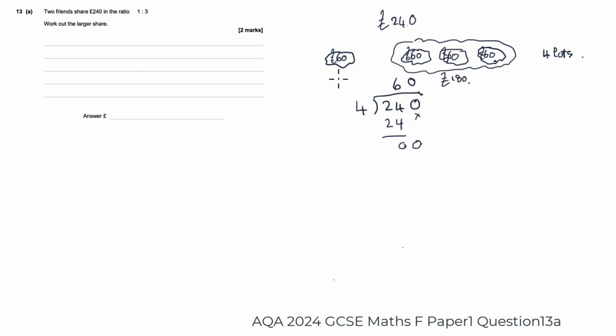Compared to £60. And just to check, the bigger share is 180, the smaller share is 60. Let's add them. 0, 6 plus 8, that's 14. 1 and 1 is 2. That gives us our £240. So the larger share is £180.